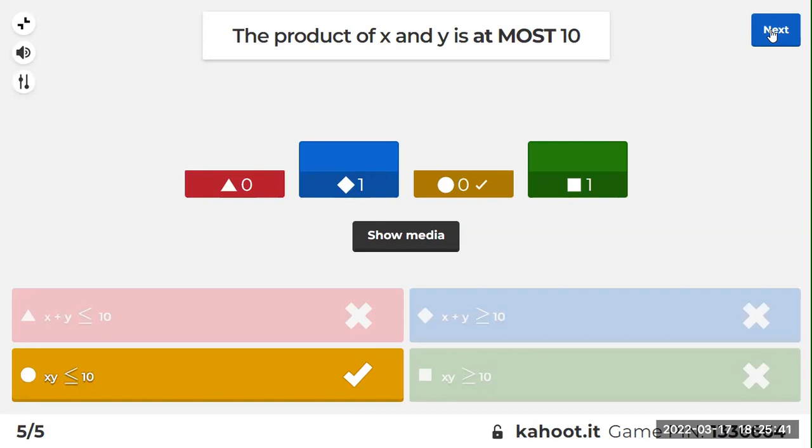Right, so the correct response would have been the answer in yellow. The product of x and y simply means multiply x and y together. If you multiply two algebraic terms, for example, x and y, we can simply write xy. At most would simply mean the biggest number you can take is 10. So we have to take values that are less than but including 10. So that would be the review.